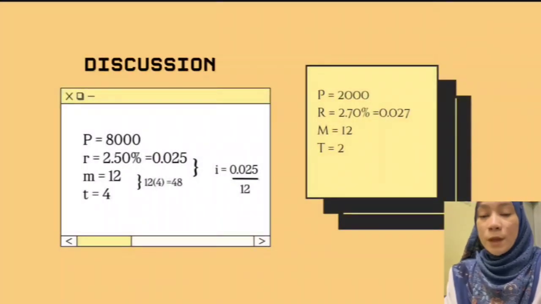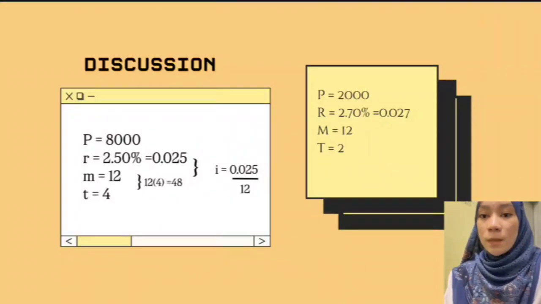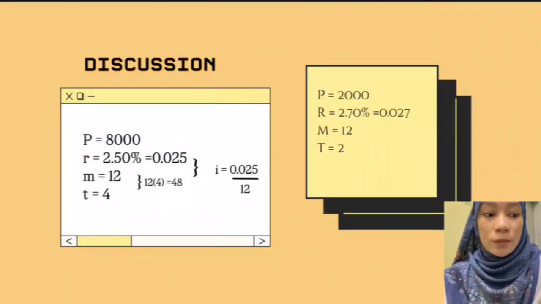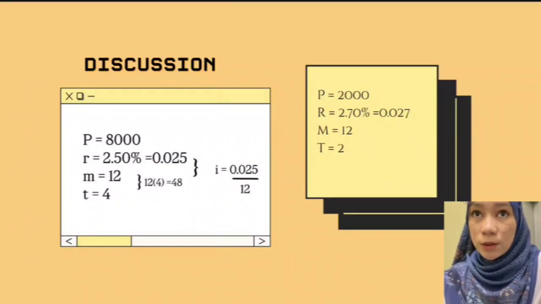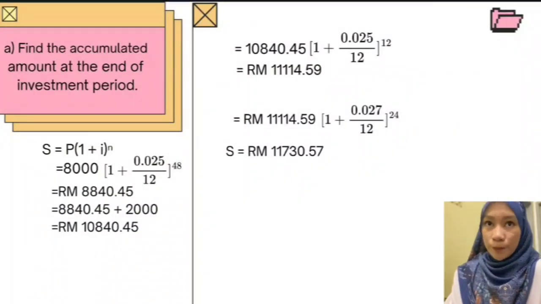Discussion 1 is P equals 8,000, R equals 0.025, N equals 12, T equals 4. The second discussion is P equals 2,000, R equals 0.027, N equals 12, and T equals 2.